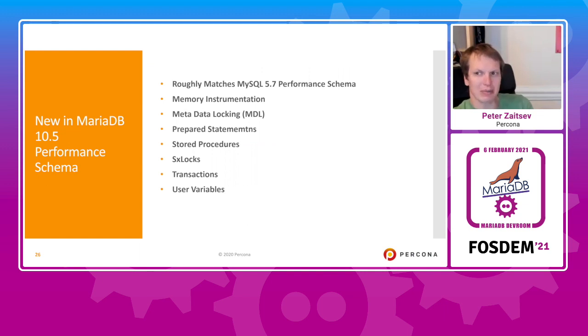In MariaDB 10.5, performance schema roughly matches MySQL 5.7 performance schema. So things like memory instrumentation, metadata locking, prepared statements, stored procedures, transactions, and user variables have been added. So that is pretty cool, right? That means some of the most usable features of performance schema are now available in MariaDB.